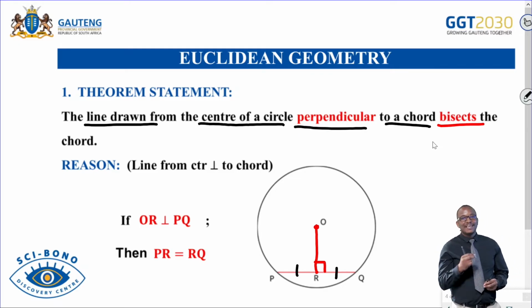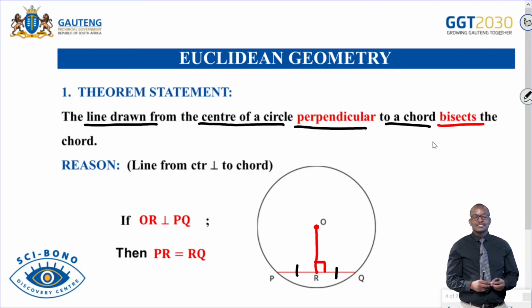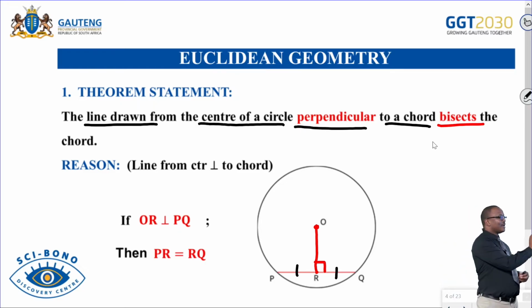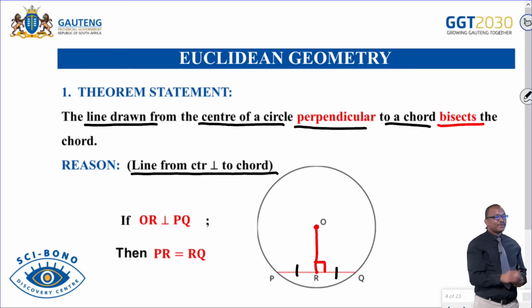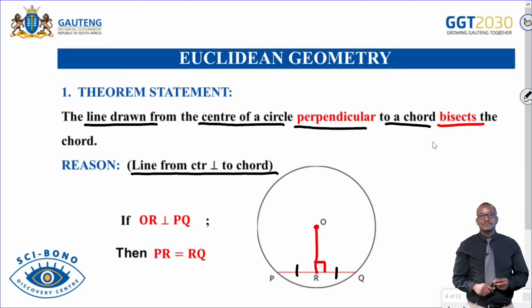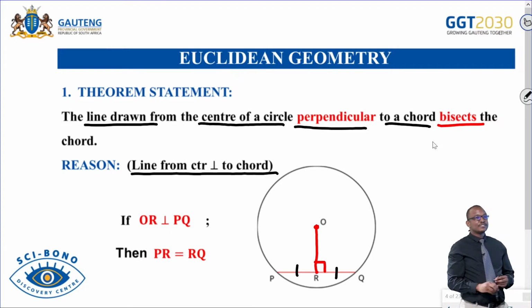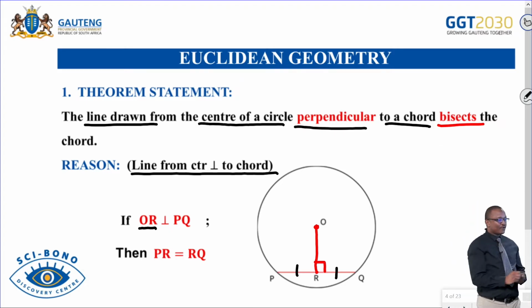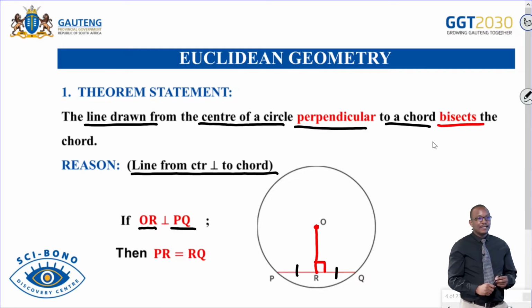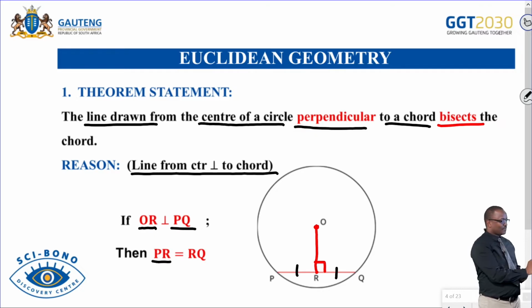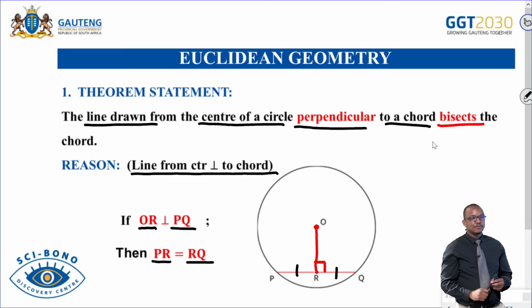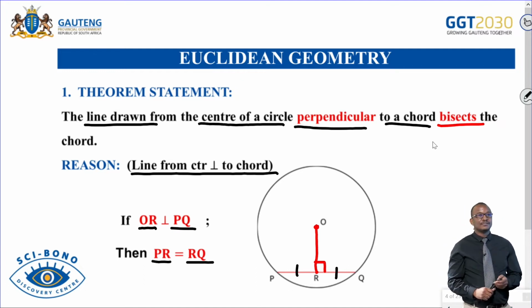So now, the reason for this theorem, when you have to give a statement for this theorem, will be: line from center perpendicular to chord. So we're saying if RO is perpendicular to PQ, then we can say RP is equal to RQ. That is the first theorem statement there in theorem 1.